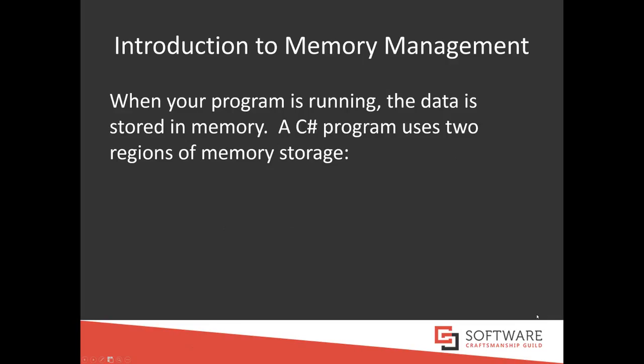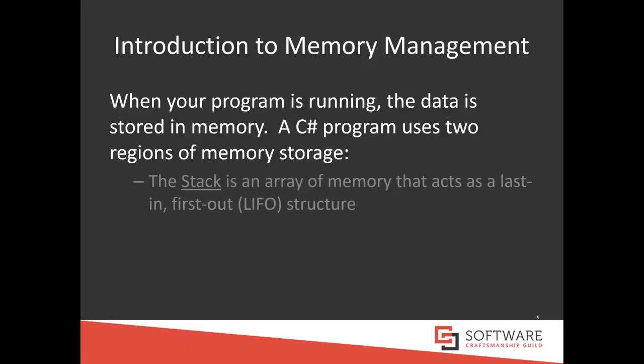So we've already learned in this course that when your program's running, the data gets stored in memory. However, when I first introduced you to the topic, I was just using a single table to show you what was happening, because I just wanted you to see that data was being stored in variables and you could pull that data in and out. The truth is actually a little bit more complicated. C# programs use two regions of memory storage.